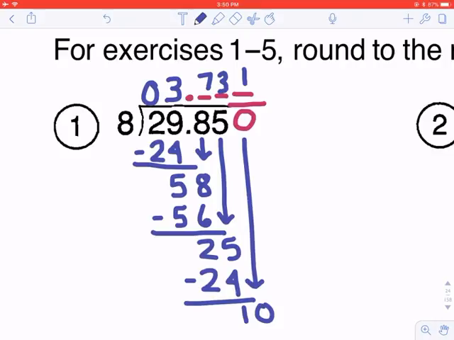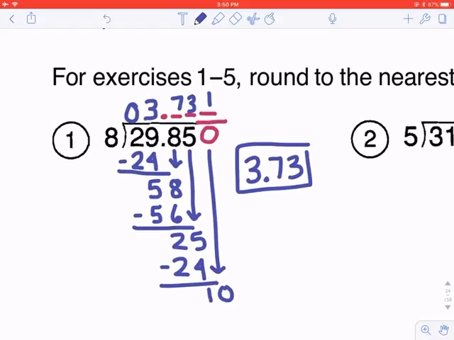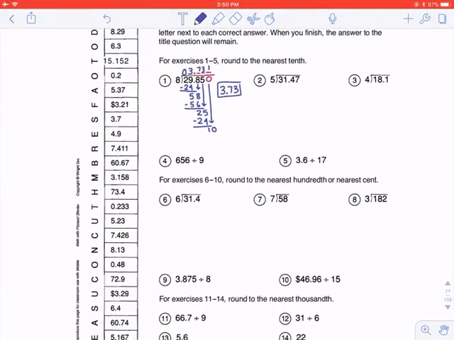I have no evidence that it repeats. If I keep solving, I think this one will probably end eventually, but we don't have to keep solving. So I'm going to round my answer to 3.73. There you go, box your answer. So if they give you the decimal point, it doesn't make the problem any harder. You just automatically bring it up to the same spot in your answer and then solve. So we're going to stop the video there. Good luck with that rest of the page, and thanks for watching.